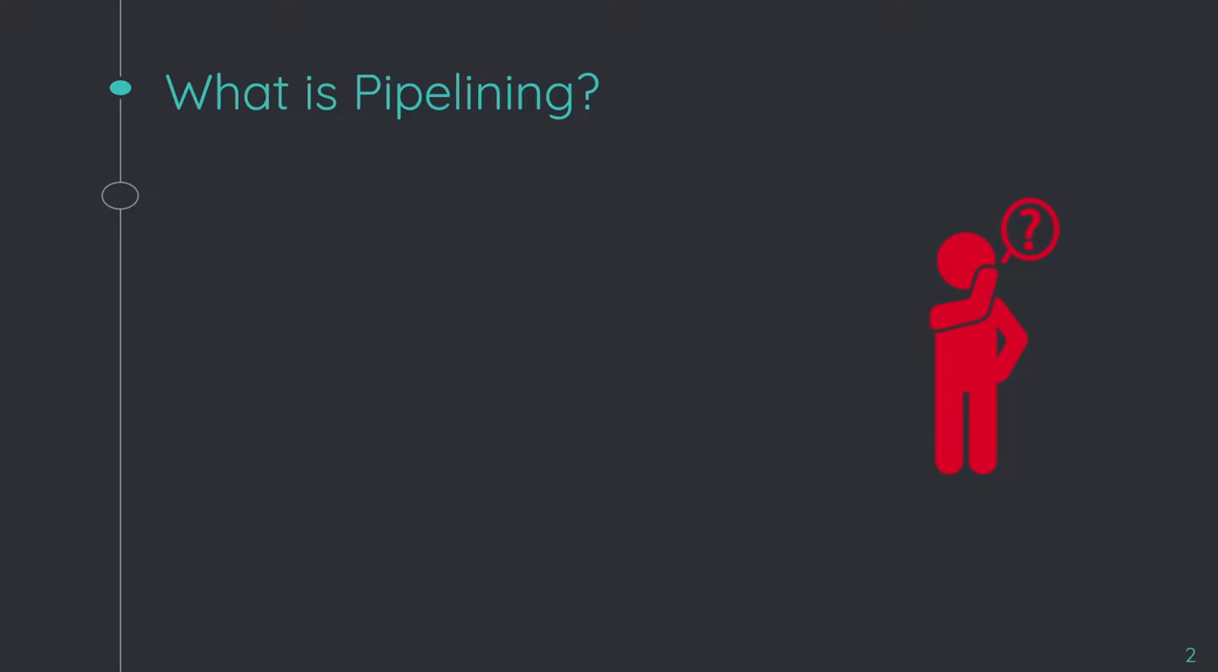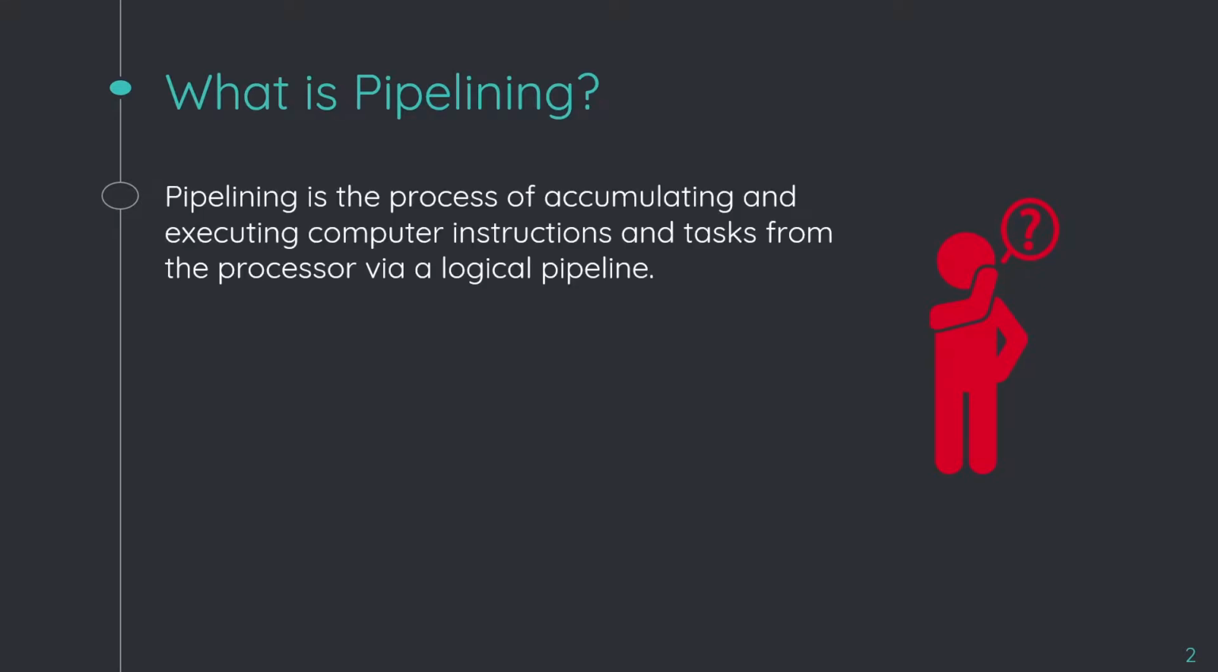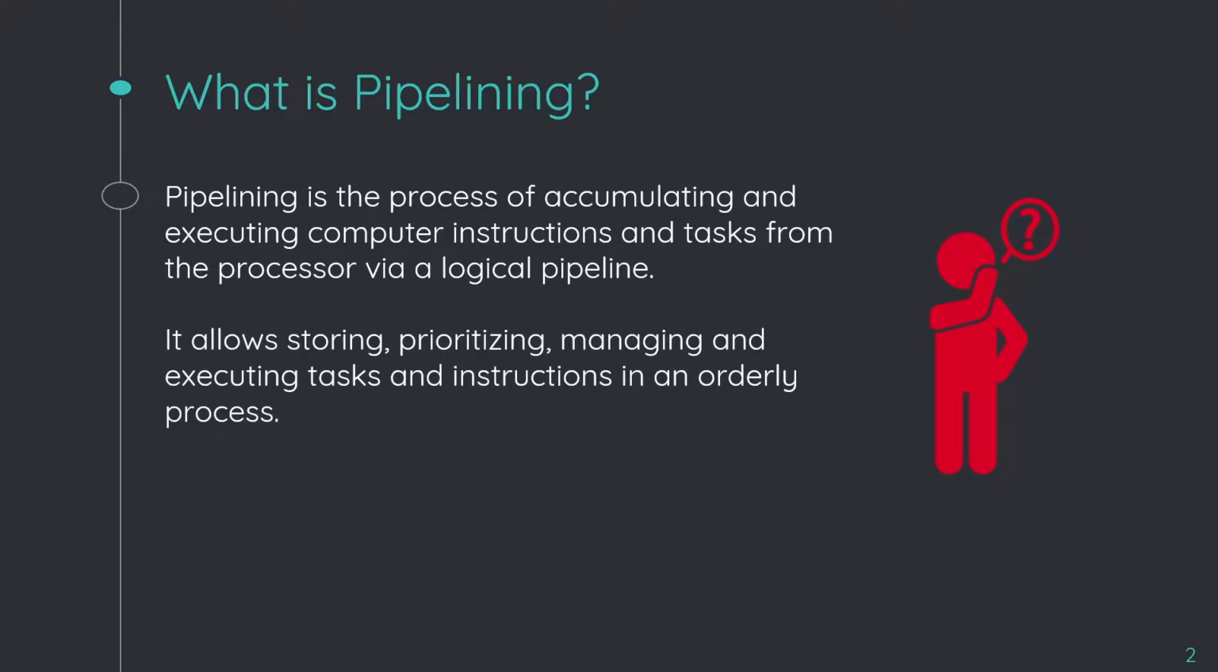Today we're going to talk about what is pipelining. Pipelining is the process of accumulating and executing computer instructions and tasks from the processor via a logical pipeline. It allows storing, prioritizing, managing, and executing tasks and instructions in an orderly process. This is also known as pipelining processing.